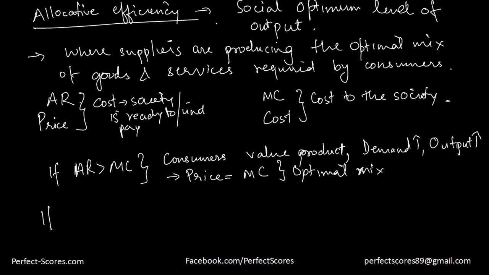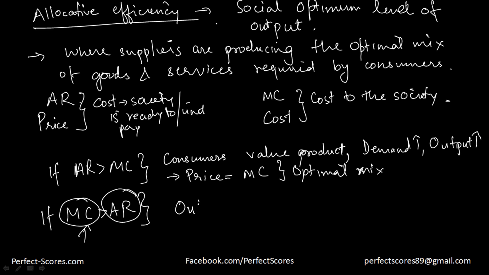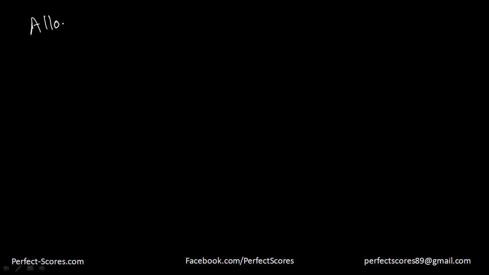Similarly, if marginal cost is greater than average revenue, that means society is using more resources to produce that product than it values that product. The output will fall, and it will keep on falling until the price is equal to the marginal cost. So what does allocative efficiency mean? Mathematically, allocative efficiency means when marginal cost is equal to the average revenue.